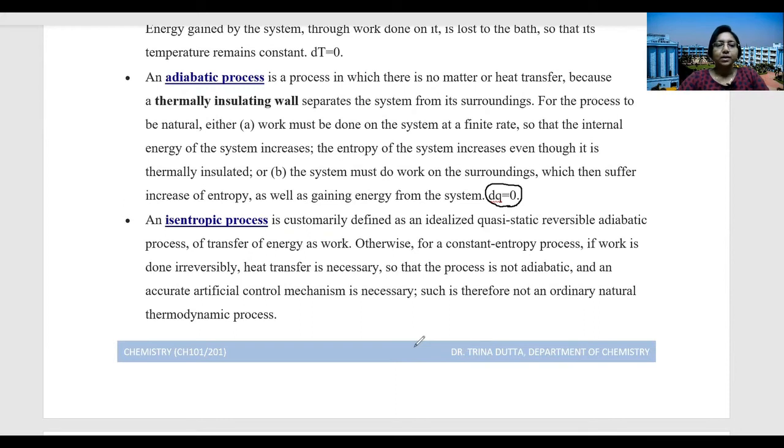Next one is the isentropic process. It is basically when the entropy remains same. That is the isentropic process. It is customarily defined as the idealized quasi-static reversible adiabatic process. So you will learn gradually. Just remember iso plus entropic. You will learn about entropy. When the entropy is same, there is no change in the entropy or randomness. That is called the isentropic process.